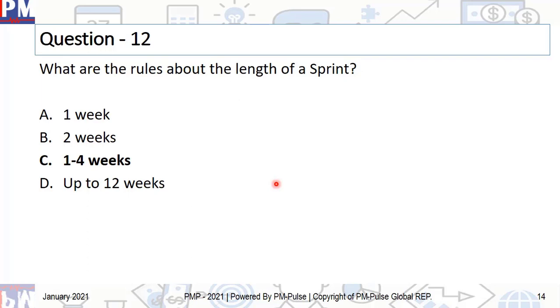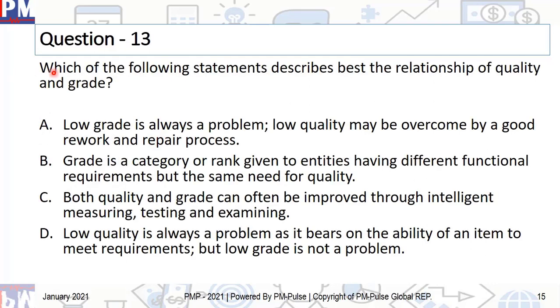And in Scrum, your sprint, which is also called the iteration, cannot be less than 1 week and cannot be more than 4 weeks. So the duration or the length of a sprint or an iteration in Agile or Scrum is 1 to 4 weeks. And that's the correct answer. Let's move on to question number 13.